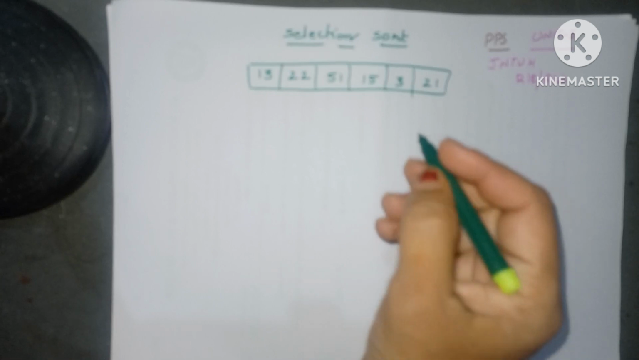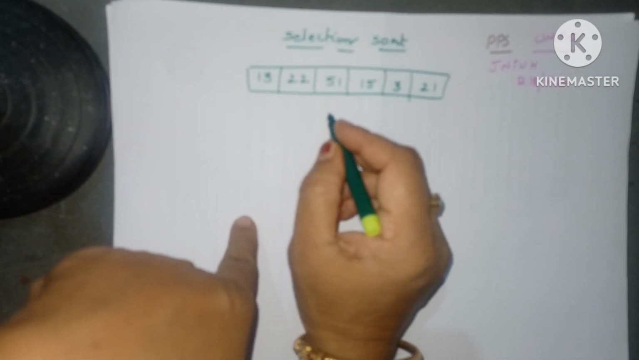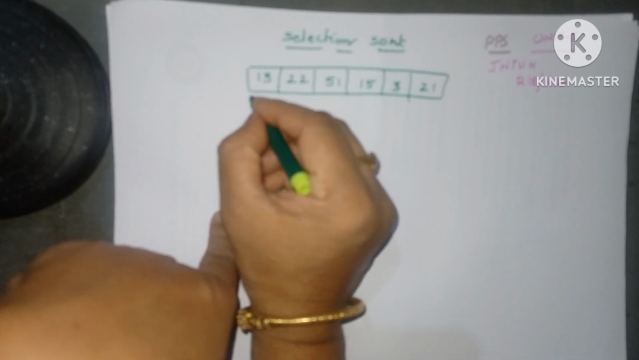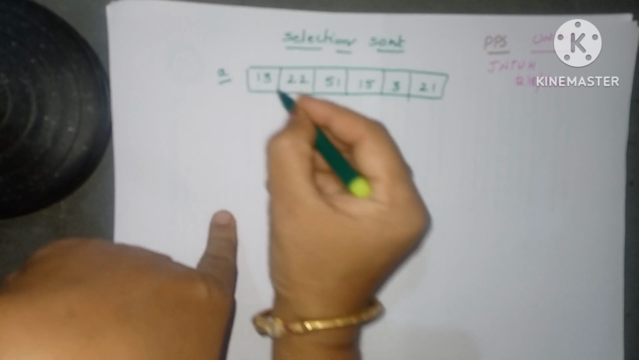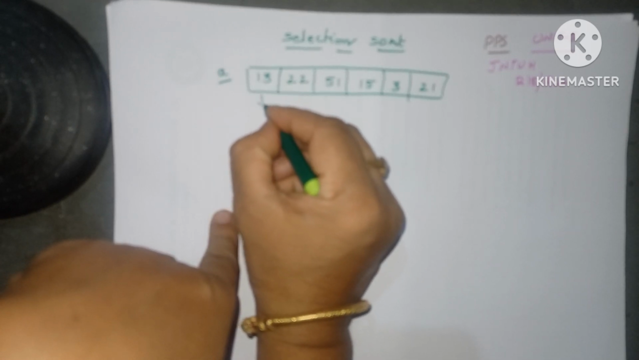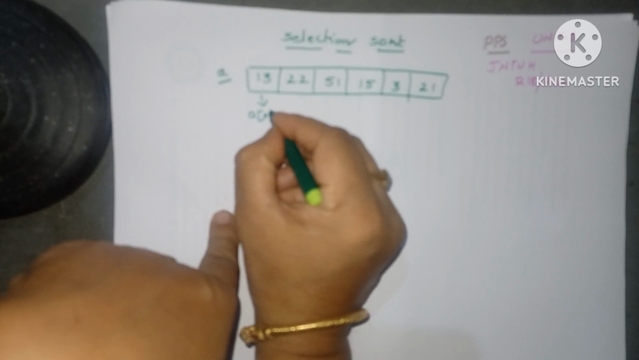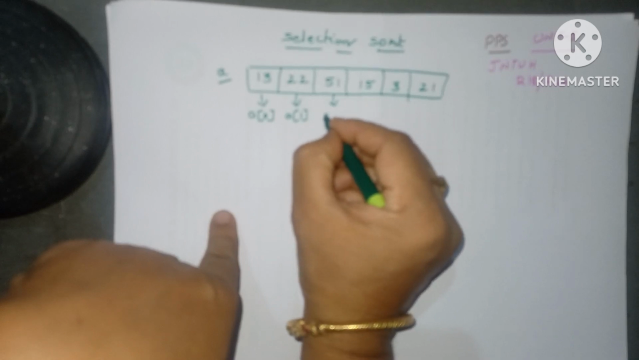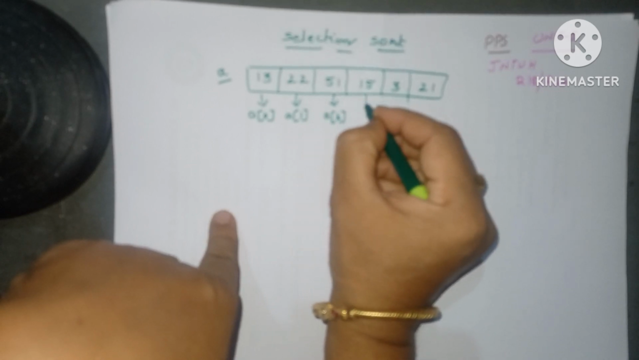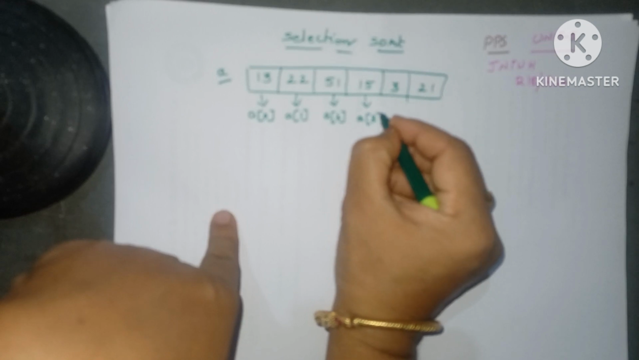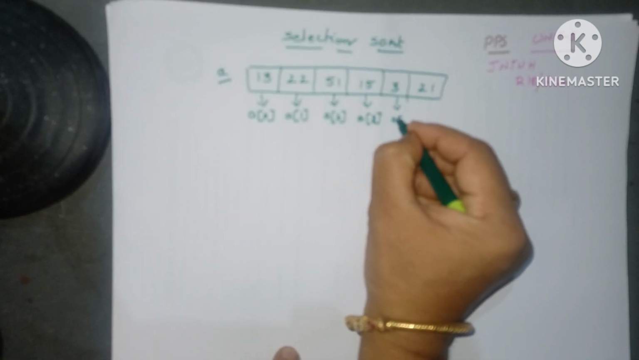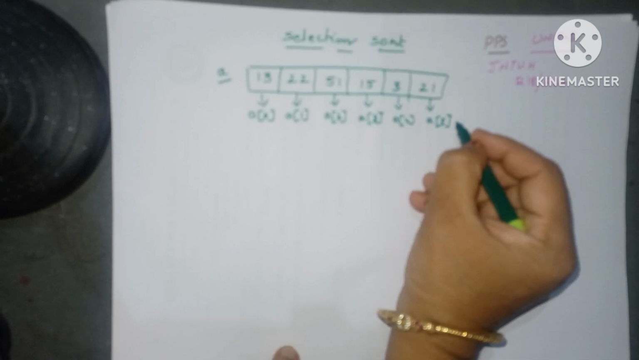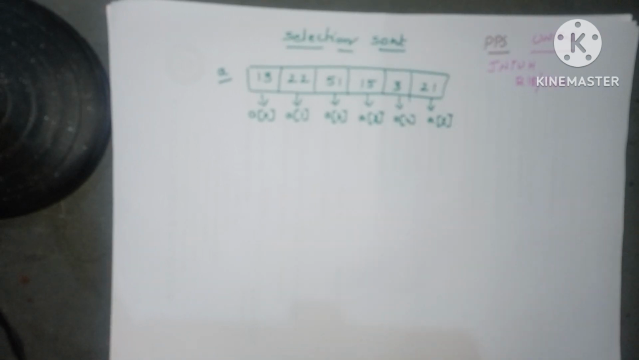Now I will explain selection sort. First we take the list of elements and keep them in an array. For example, the array name is A. This is the indexing: A of 0, A of 1, A of 2, A of 3, A of 4 and A of 5. Array elements always start at the 0th location. So in total there are 6 elements, from 0 to 5.